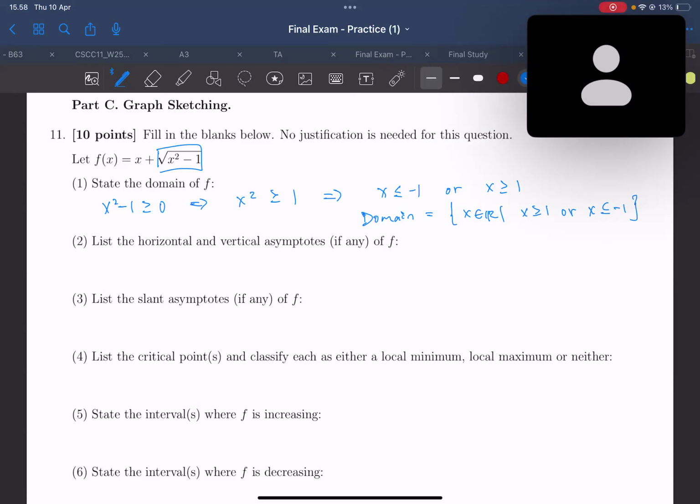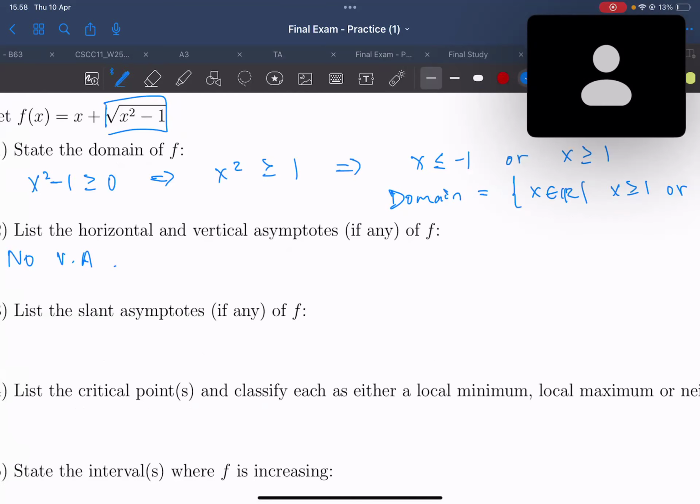Then it's just whenever it's a fraction as you equate to 0. So there's no vertical asymptote in this case. But then for horizontal asymptotes, we're going to have to check. So we first check for the limit of x approaching infinity.